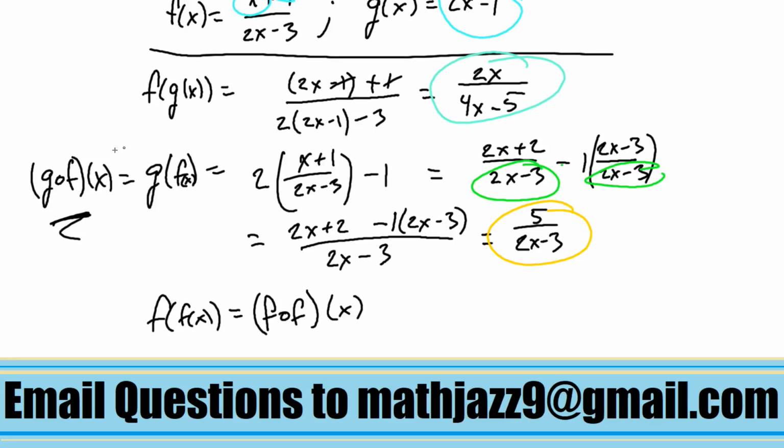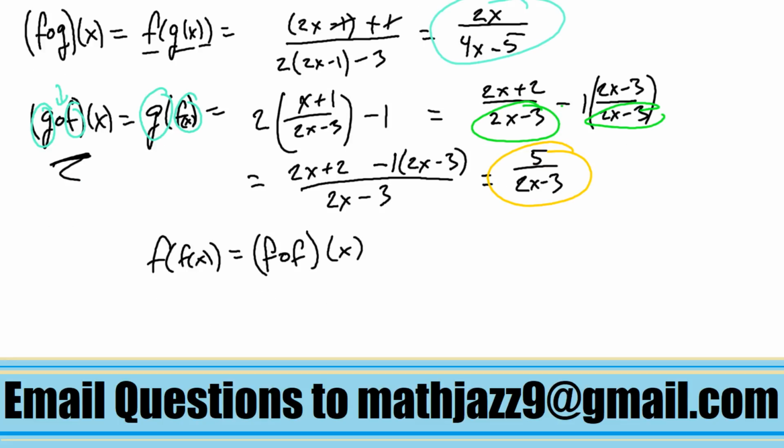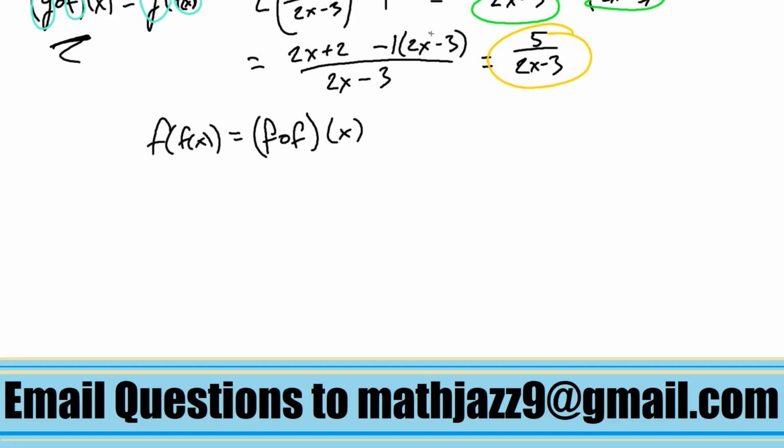So all this circle means here is that this function is the outside function, and this function is the inside function. For f of g of x, that's f of g of x, and that's all we have to do. Okay, so going on, f of f of x.